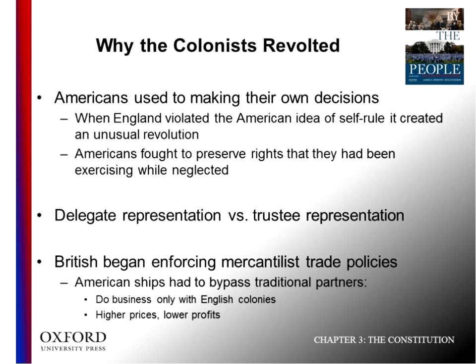And so this idea of delegate versus trustee representation was a driving factor in the War of Independence, the American Revolution. It's also a major factor in today's politics as well. Think about this. When you vote, are you voting to have somebody do as you wish, or are you voting to have somebody make the best decision? And you're going to tell me, well, Professor, both.